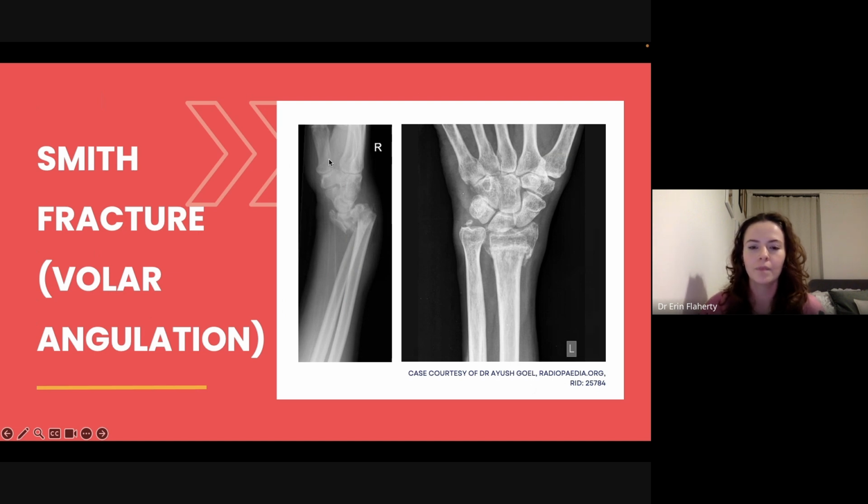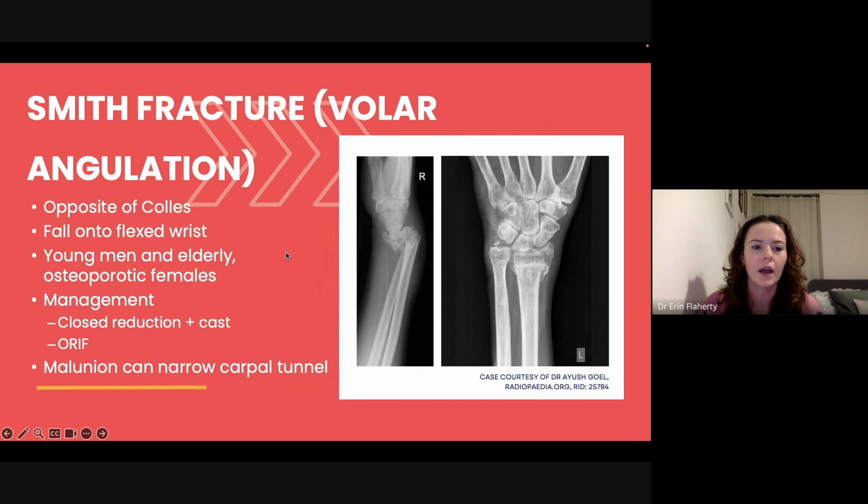If you have a look at the thumb, that's always a good indicator on the lateral as to where it is. So thumb is always going to be forward. So here you can see that that hand has shifted forward rather than backwards as it would in a Colles. So this is kind of the opposite again to a Colles in terms of how you fall. Rather than fall onto an outstretched hand, it's a fall onto a flexed wrist. And that is what pushes essentially your distal radius out, and you get that volar angulation from that. You tend to see it in, again, young men and also elderly osteoporotic females.